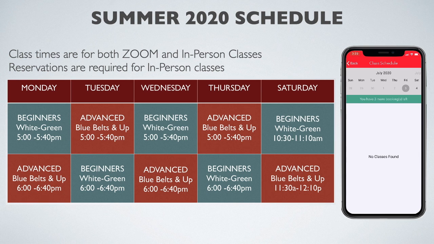You're limited to how many classes you can book in advance, just to make sure that somebody doesn't book a whole lot and there's not enough space for anyone else. Most likely, this will be 2 or 3 classes in advance.